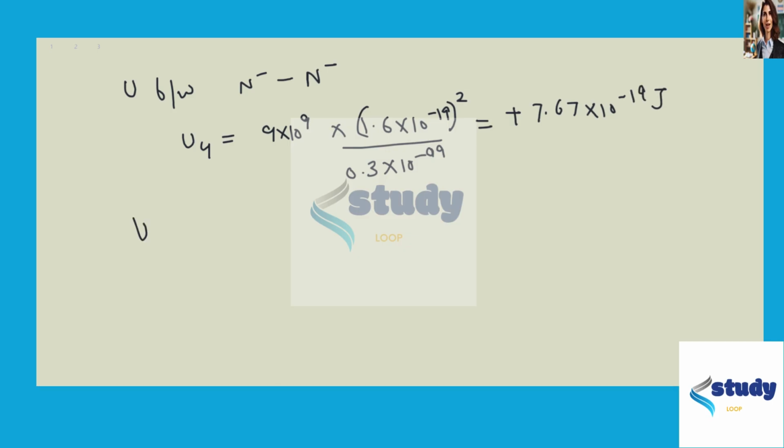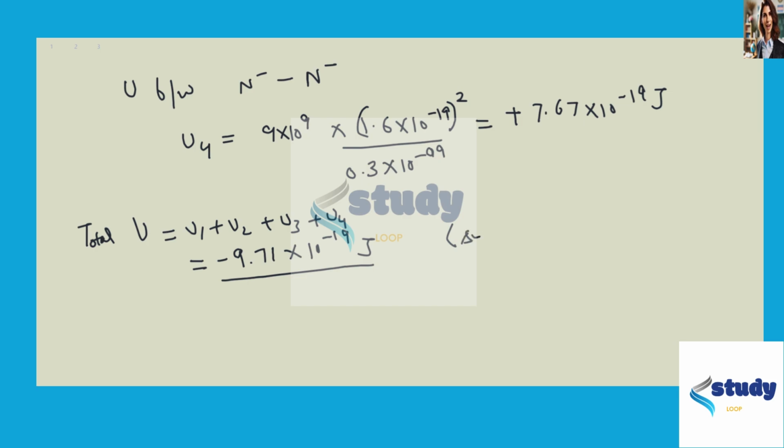Now the total potential energy. Total U equals U1 plus U2 plus U3 plus U4, and putting in the values, you will find it equals minus 9.71 times 10 to the power minus 19 joule. The minus simply says that the system is bound. So this is the answer for part A.